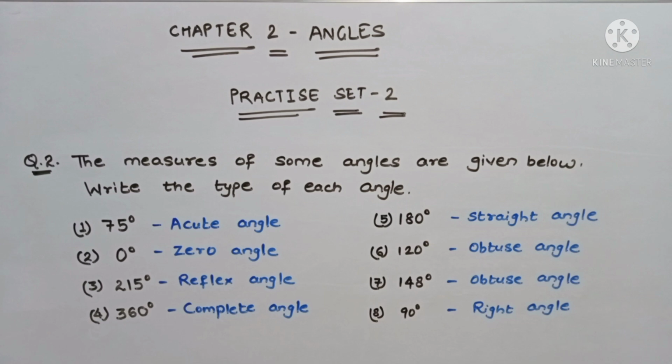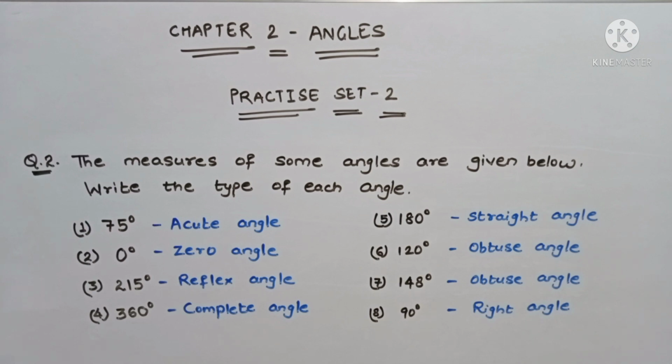Fifth one, 180 degree. It is a straight angle. Why is it a straight angle? As you use the protractor starting from 0 degree till 180 degree, when you form an angle, it forms a straight line. So 180 degree is known as a straight angle.